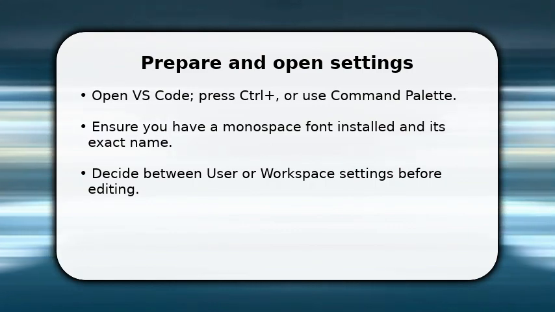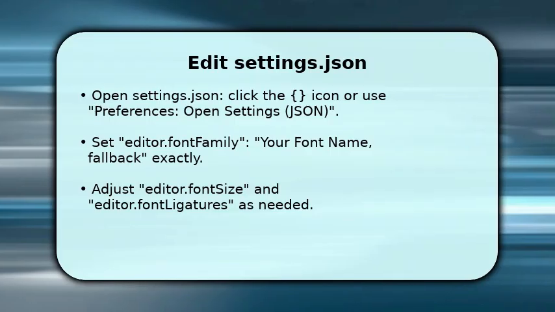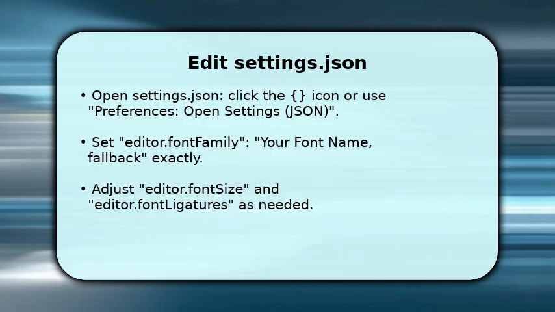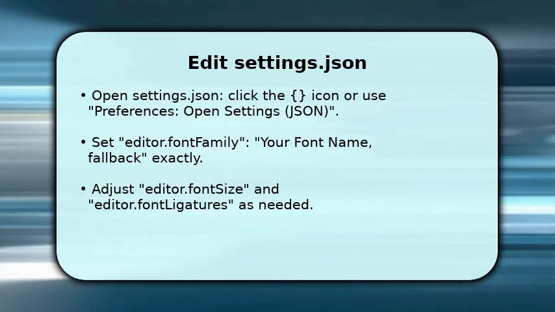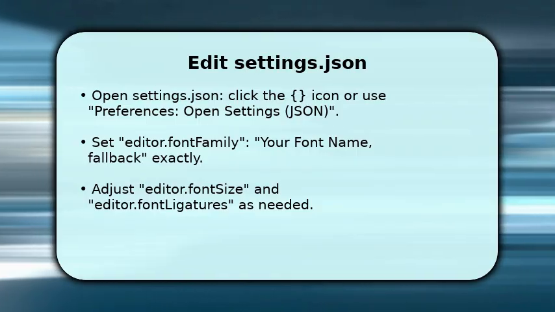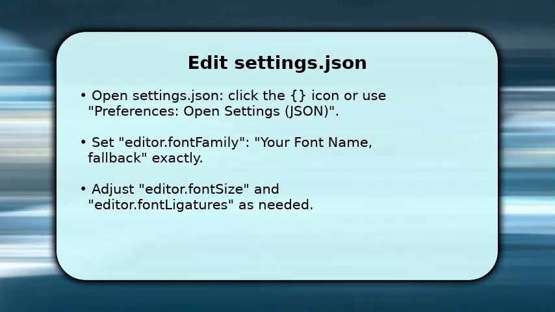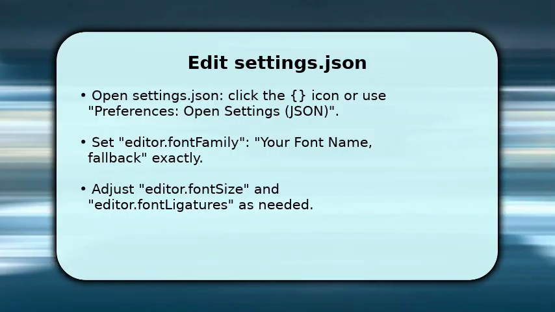Next, open Settings JSON by clicking the braces icon or running Preferences: Open Settings (JSON). This gives you precise control in the editor. Add or edit editor.fontFamily, using the exact font name, and include a fallback like monospace. Then adjust editor.fontSize for readable text and toggle editor.fontLigatures to true if your font supports ligatures. Make these changes deliberately because JSON ignores typos.